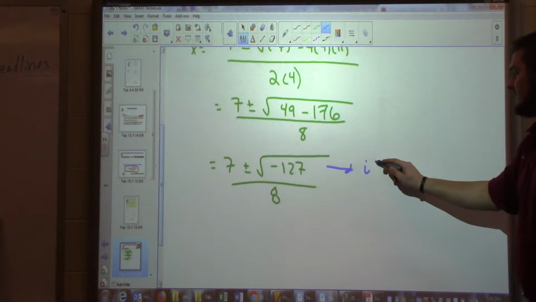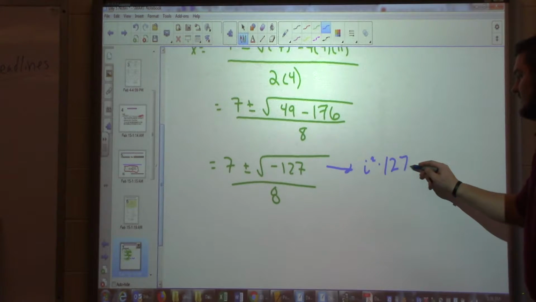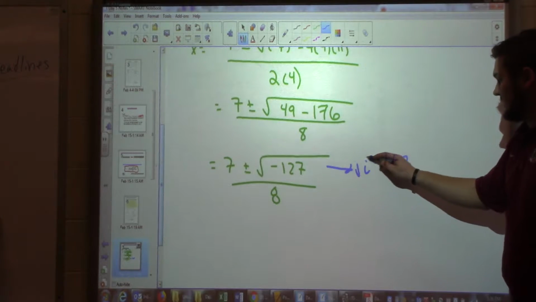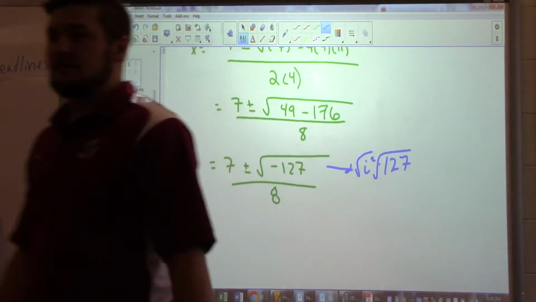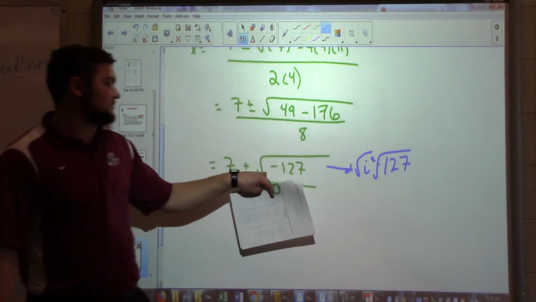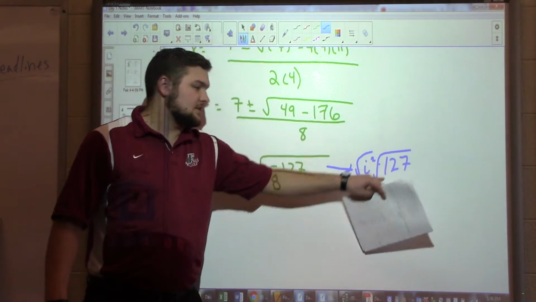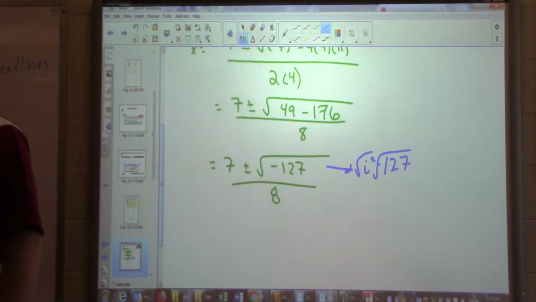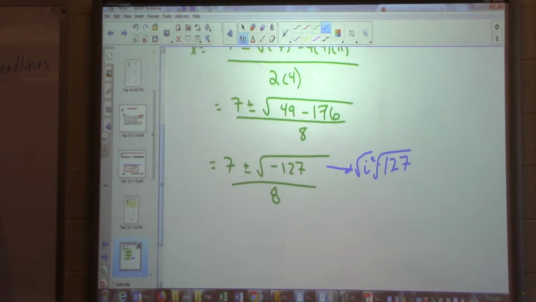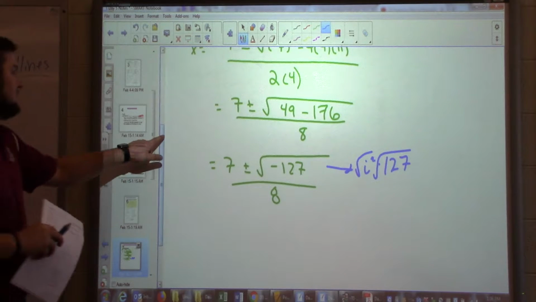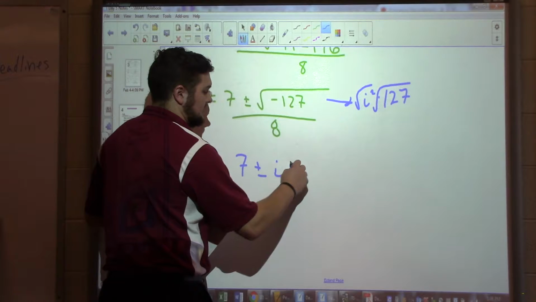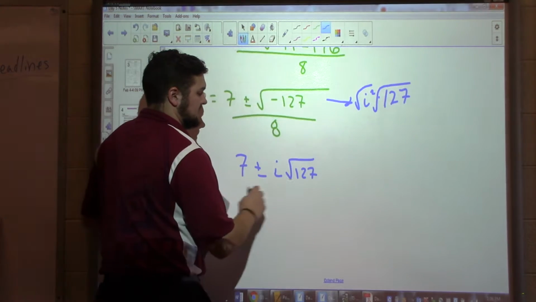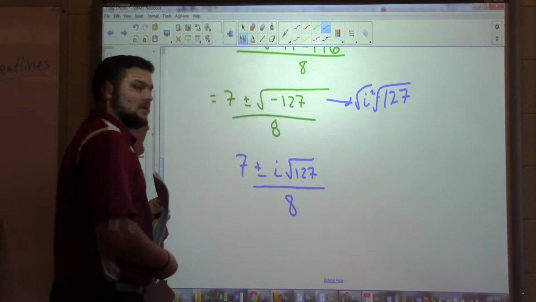It's i squared times 127. We can break it up into two square roots, because negative 1 is the same as i squared. So negative 1 times 127. Are there any perfect squares that go into 127? No. So all I'm going to do is write it as 7 plus or minus i square root of 127 over 8.